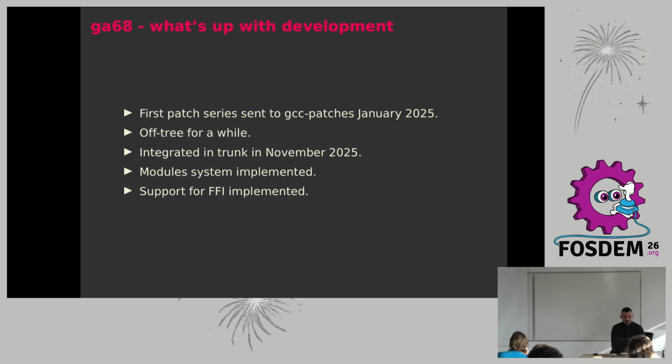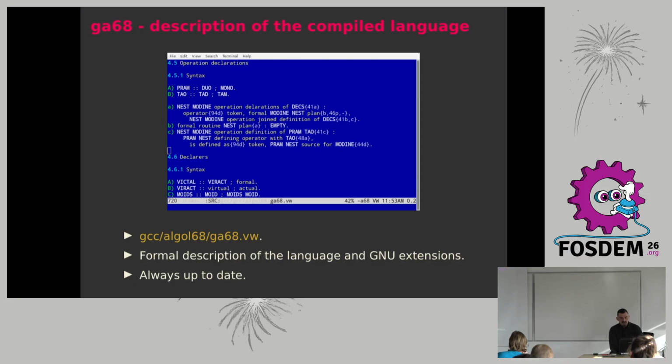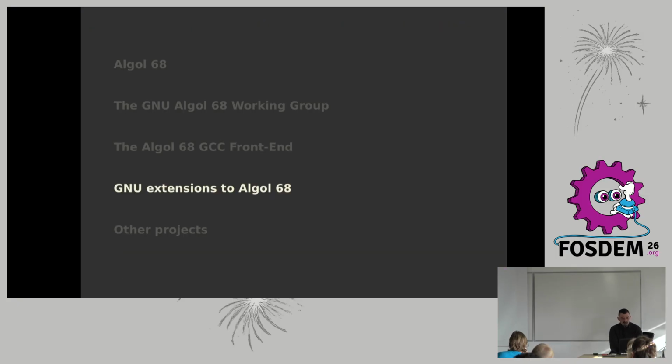Okay. Well, very quickly, what's up with development? We sent the first patch series to GCC in January 25. We were off for a while, but then we integrated in trunk in November of last year. We implemented the module system, the FFI and whatnot. So this means that when GCC 16 gets released by spring, more or less, it will include the Algol 68 front end. Okay, the home page, the test suite. This is the two-level grammar, and so on.